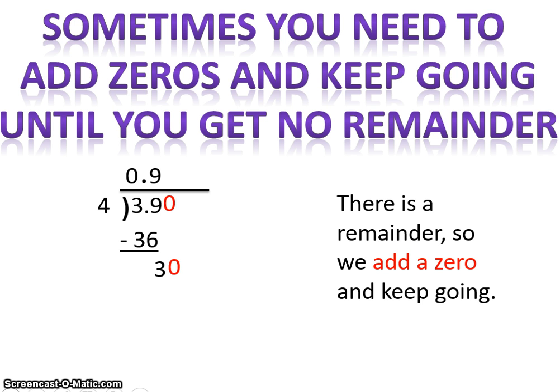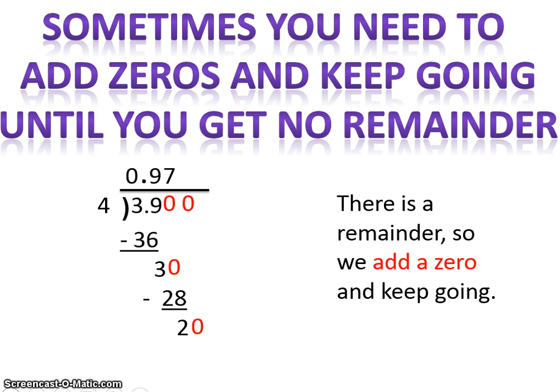How many times does 4 go into 30? It goes in there 7 times. 7 times 4 is 28. 30 minus 28 is 2. We still have a remainder. So we're going to add another 0, and we're going to keep going. We bring our 0 down.